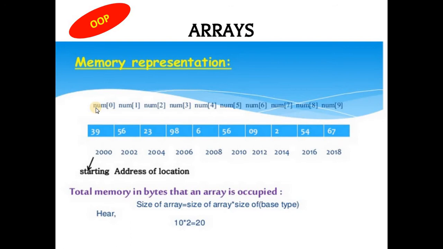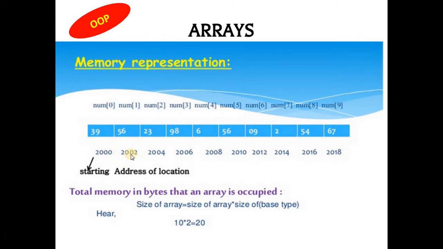Now, for example, this is a num array of 10 elements, and here num of 0 means 39, num of 1 means 56 and so on, where 2000 is the address location of num of 0, 2002 is the address location of num of 1 and so on. Now, if you observe, num of 0 has its memory location as 2000 and num of 1 has its memory location as 2002, not 2001. So, why is this happening?